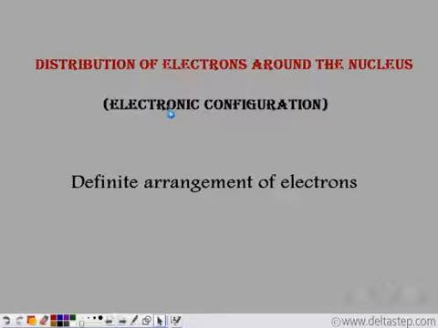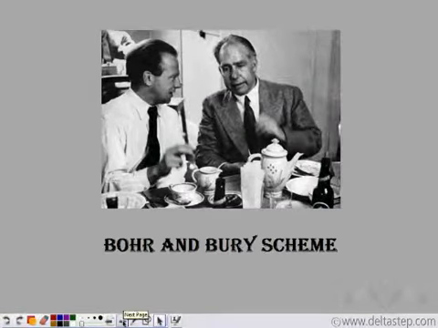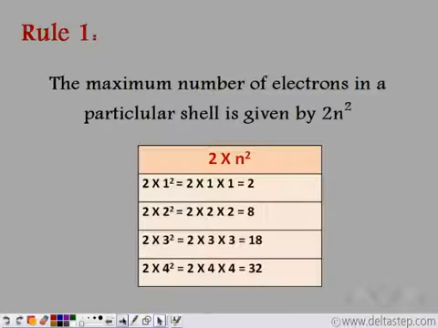To get the electronic configuration, it follows a certain set of rules. These rules were given by two scientists, Bohr and Bury. The two scientists gave a set of rules, and these are known as the Bohr-Bury scheme. So let's see what this scheme says.